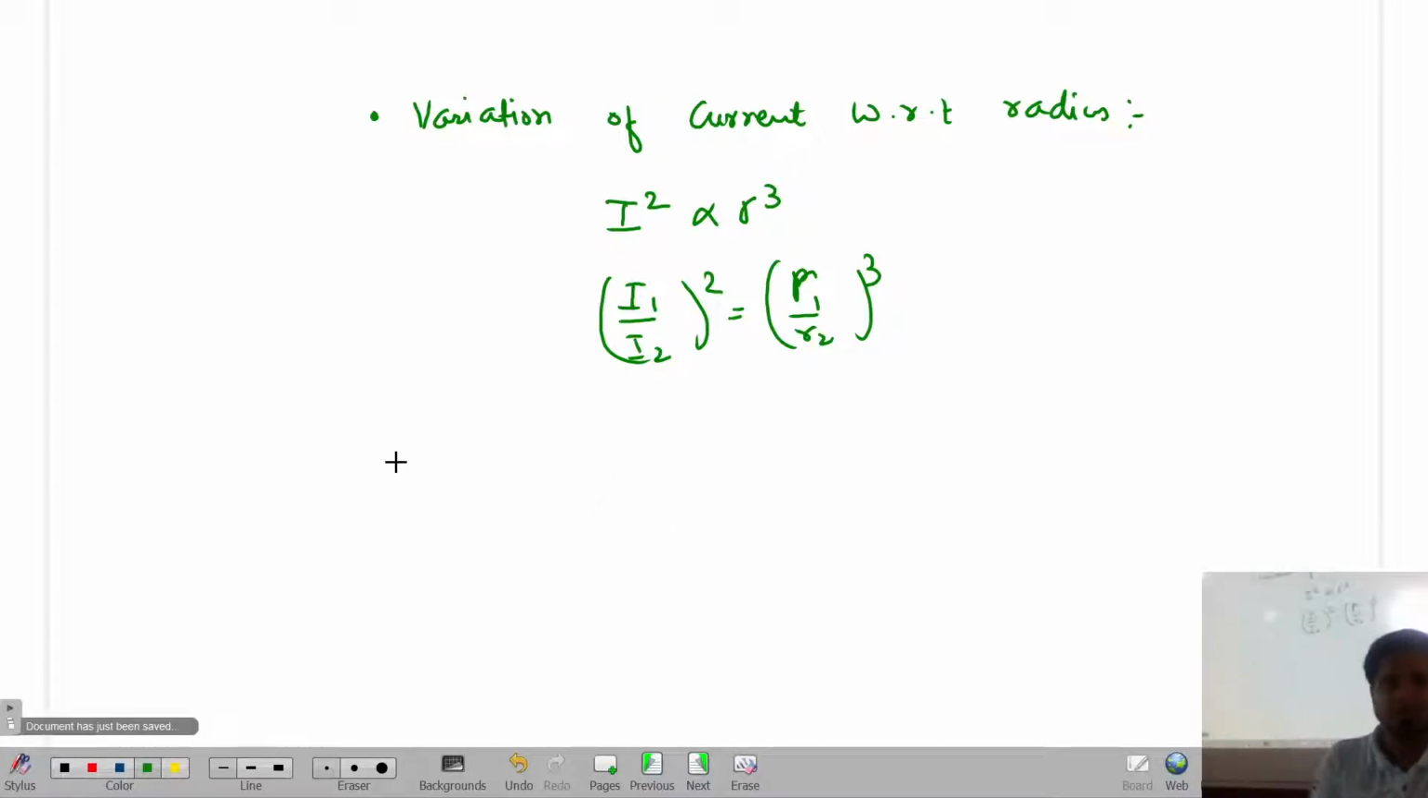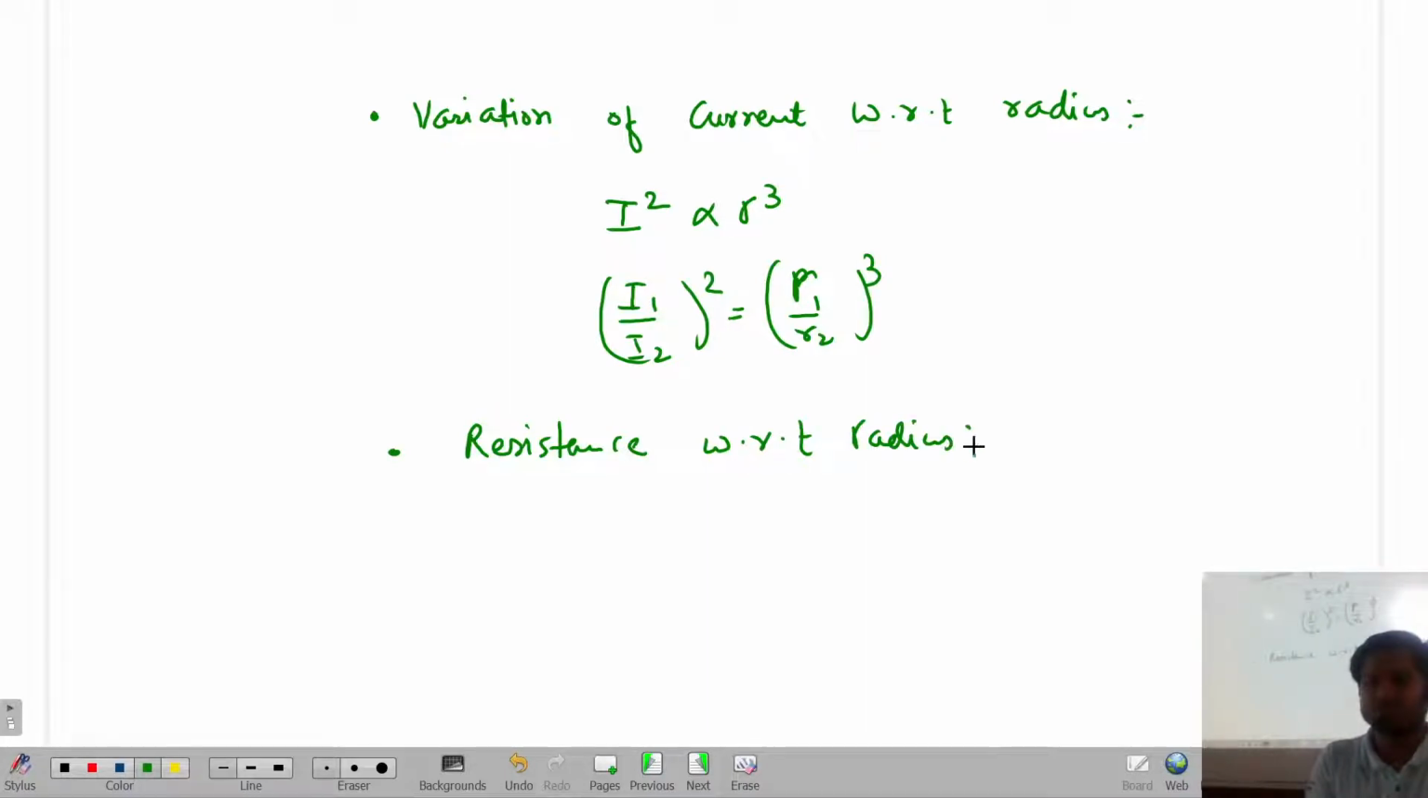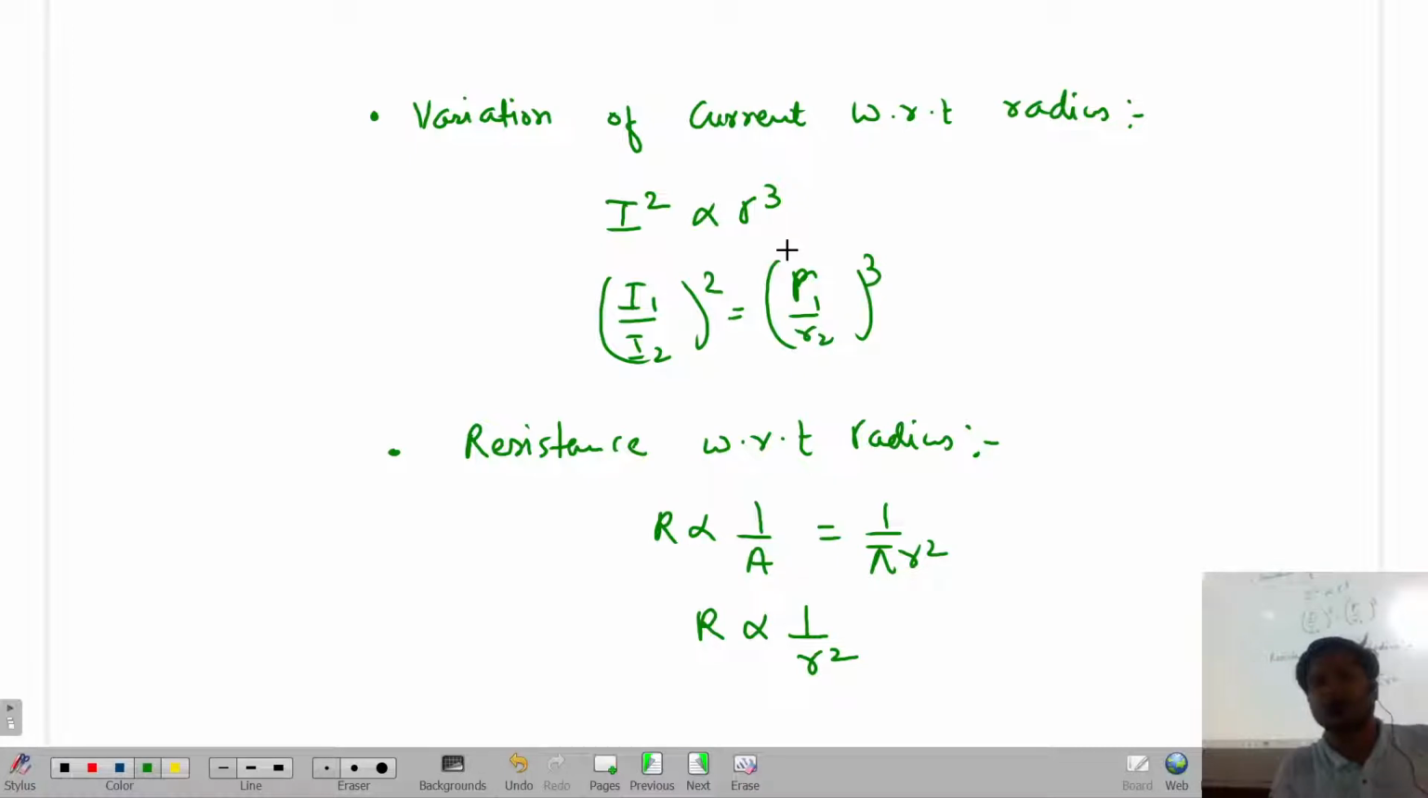The second most important point is resistance with respect to radius. Now resistance is inversely proportional to area, or not? Area is pi r square, so resistance varies as 1 by r square, while current varies as r to the power of 3 by 2. Understood or not? Yes or no?